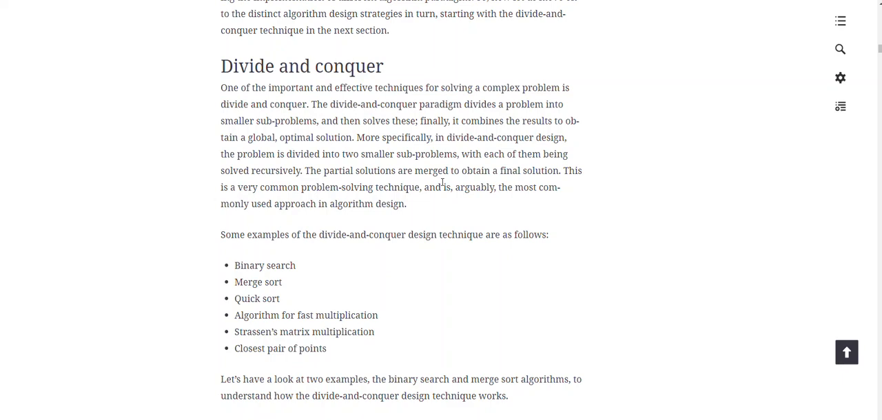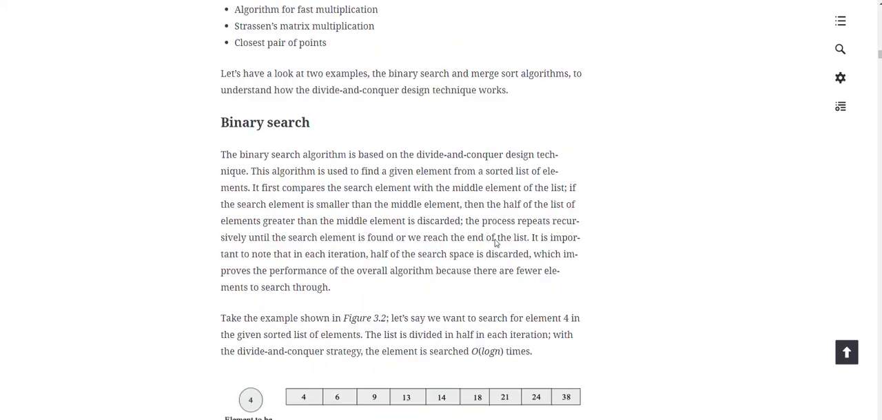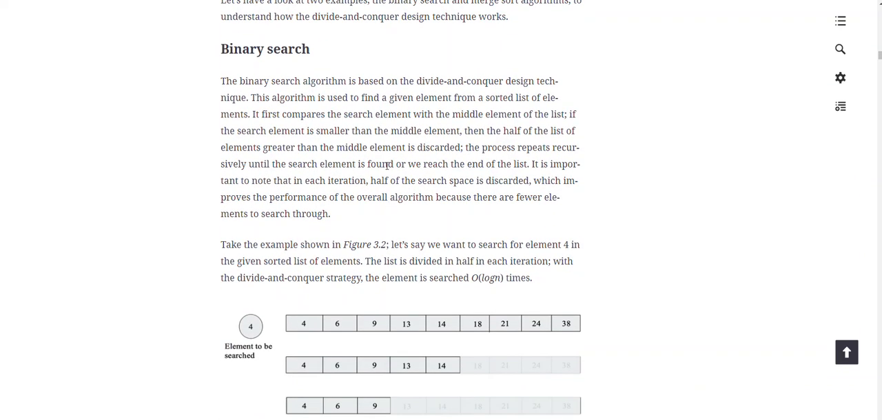It depends on how we go about sorting things. Sorting can be done with divide and conquer. Merge sort, quick sort, that's a divide and conquer. So binary search is the example that I gave.